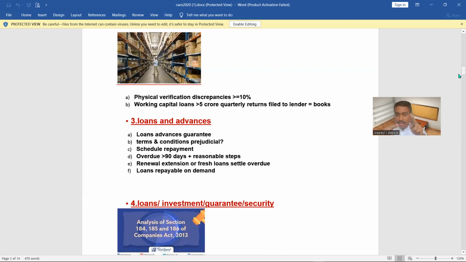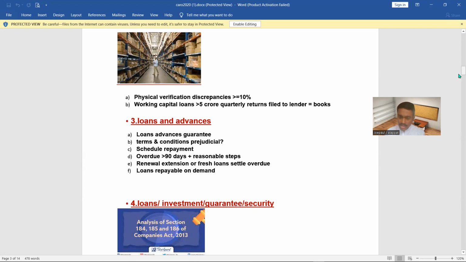And bank returns must match with our financial statements. That's all. Our financial statement returns and returns sent to bank must match. Okay. If you are having any working capital loans, there are 2 points: physical verification discrepancy of about 10%, and for working capital loans above 5 crores, whether books and returns are matching. That's all. Now, moving on to the next clause.